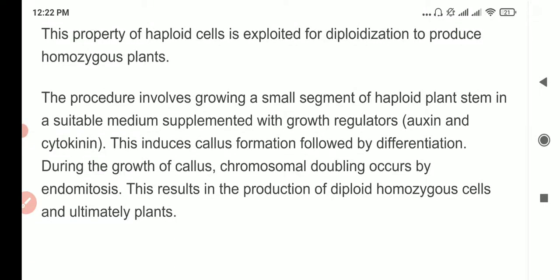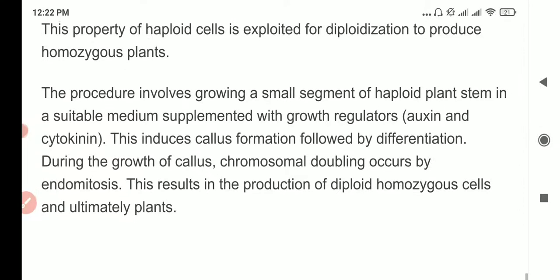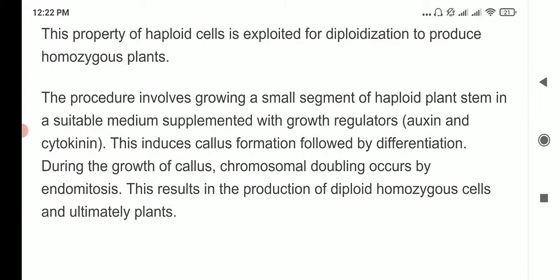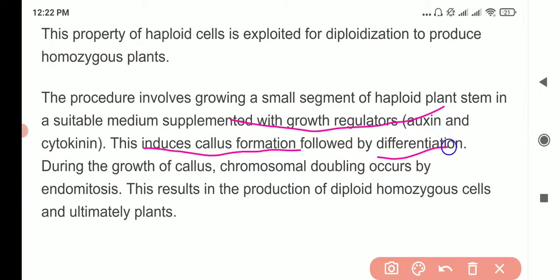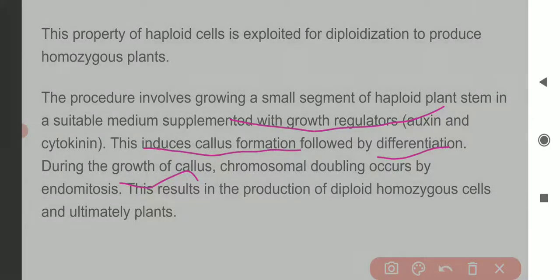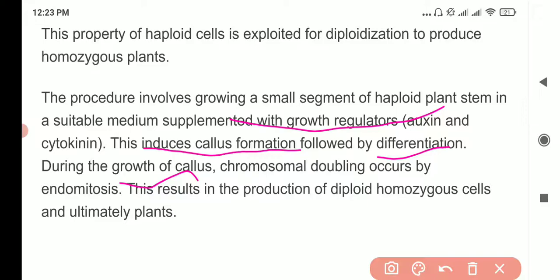So let's look at how to do it. You grow a small segment of a haploid plant stem in a suitable medium and you add growth regulators. This induces callus formation followed by differentiation. During the growth of the callus, chromosome doubling occurs by endomitosis. Because callus is nothing but a cell mass, it has a habit of stabilizing itself, so it will always double. So with this, the chapter is complete. Thank you.